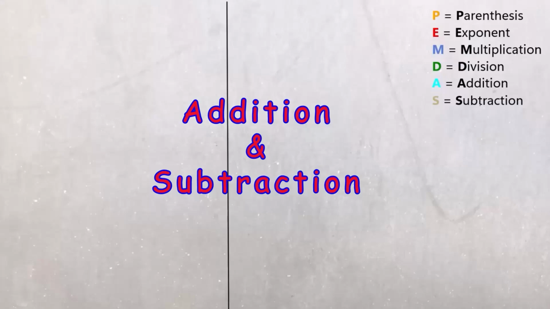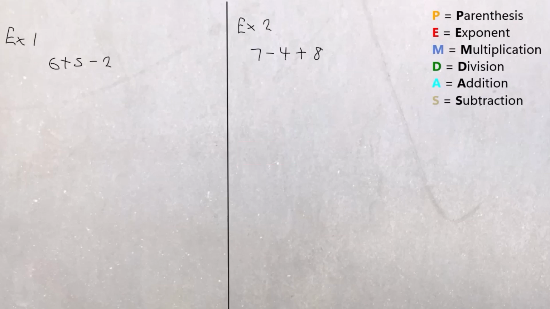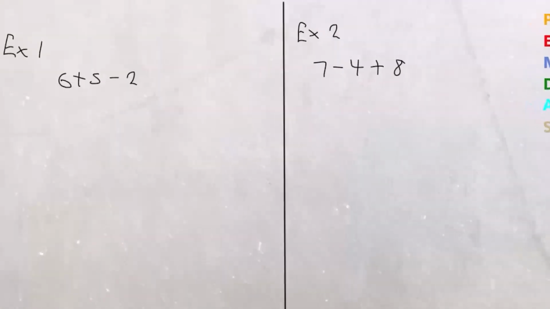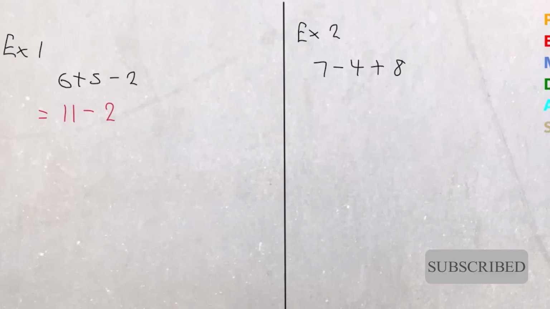In this section, we are considering the last two operations, which are addition and subtraction. Let's look at these examples. 6 plus 5 minus 2. When you are using order of operation, the first thing to take note of is you start from the left to the right. And not only that, you should also note that addition and subtraction, they are the same. So looking at this, addition comes first in the order of operation. 6 plus 5 is 11. Bring down the minus 2. 11 minus 2 will give us 9.